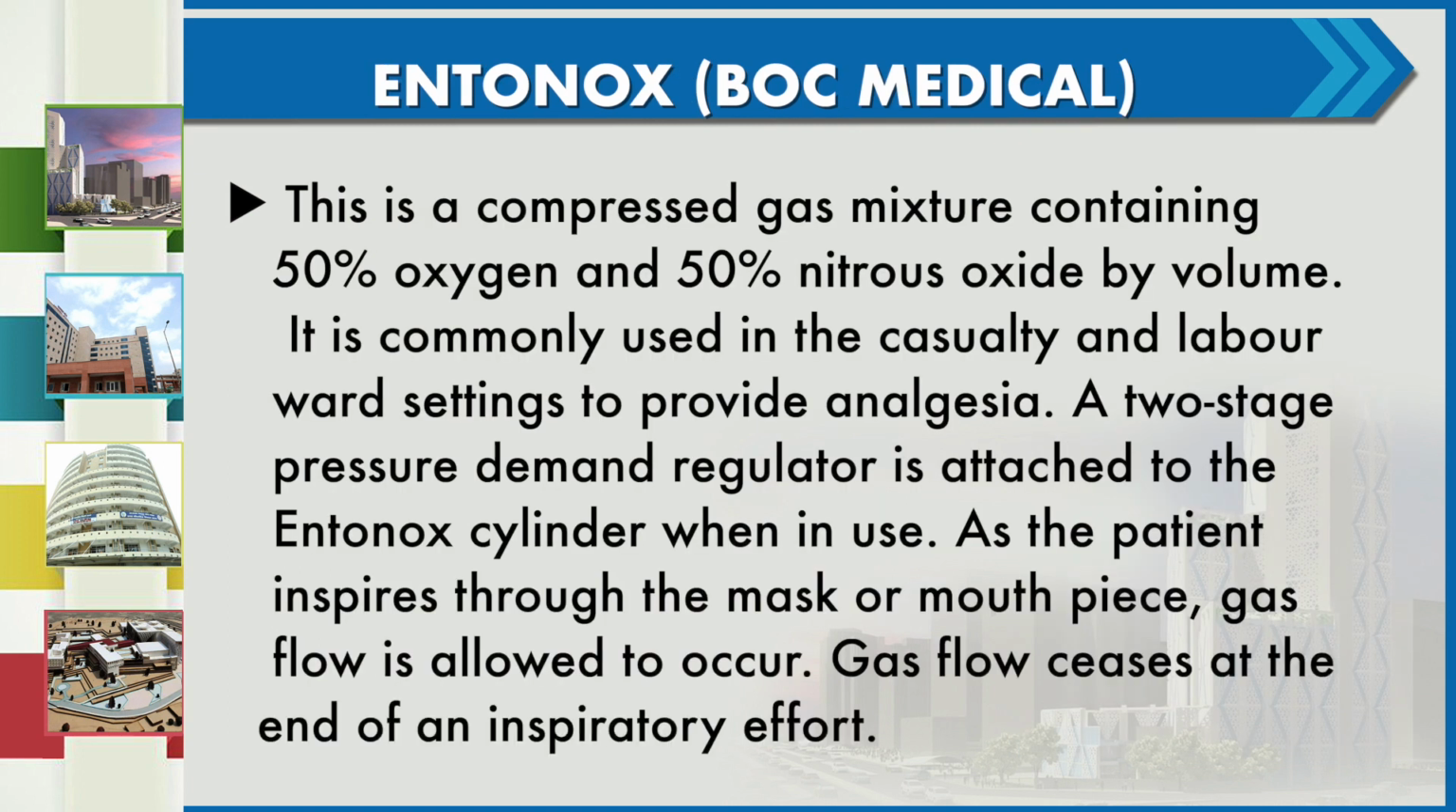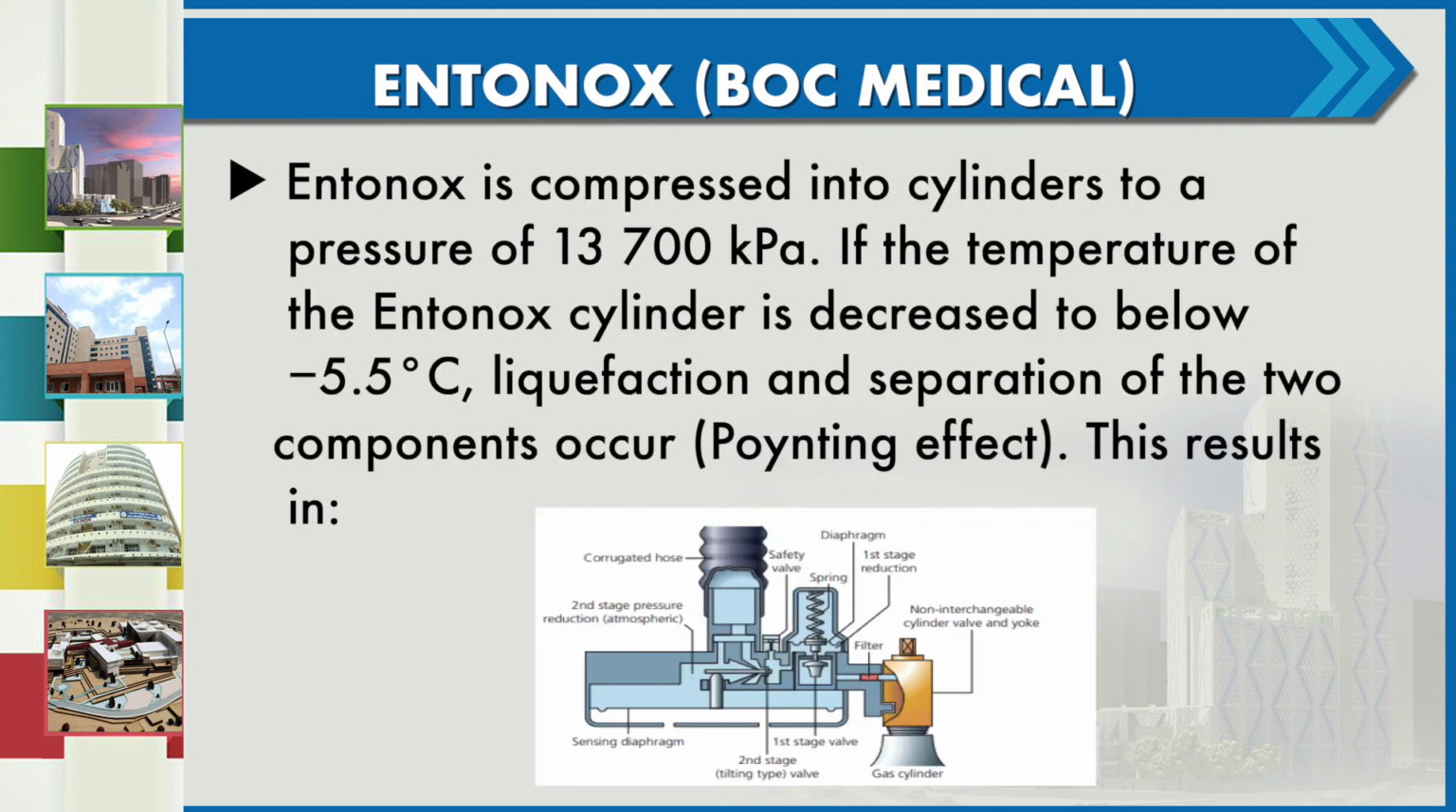Entonox is a compressed gas mixture containing 50% oxygen and 50% nitrous oxide by volume. It is commonly used in casualty and labor ward settings to provide analgesia. A two-stage pressure demand regulator is attached to the Entonox cylinder when in use. As the patient inspires through the mask or mouthpiece, gas flow is allowed to occur. Gas flow ceases at the end of an inspiratory effort. Entonox is compressed into a cylinder to a pressure of 13,700 kilopascals. If the temperature of the cylinder is decreased below -5.5 degrees centigrade, liquefaction and separation of the two components occur.